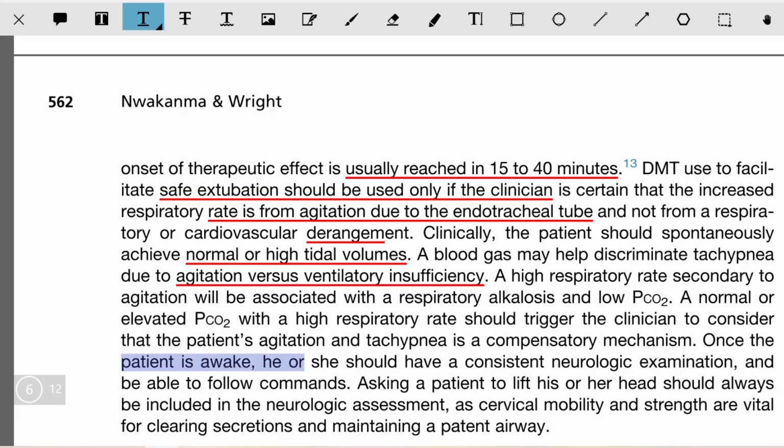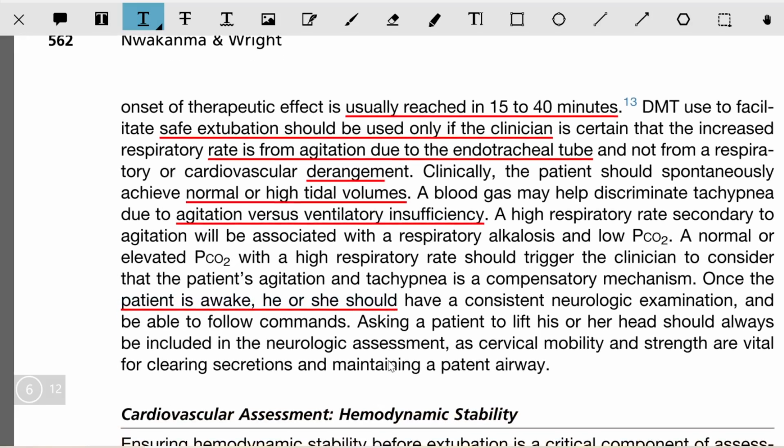Once the patient is awake, he or she should have a consistent neurological assessment and be able to follow commands. Asking a patient to lift his or her head should always be included in the neurological assessment, as cervical mobility and strength are vital for clearing secretions and maintaining a patent airway. So this is very important in case of ED extubation.